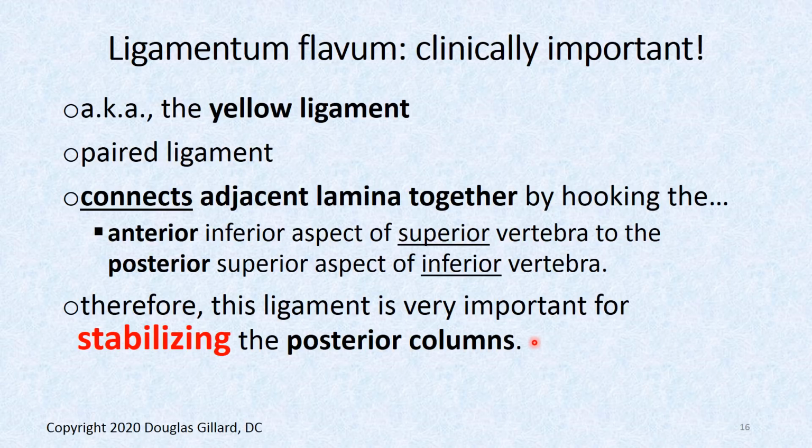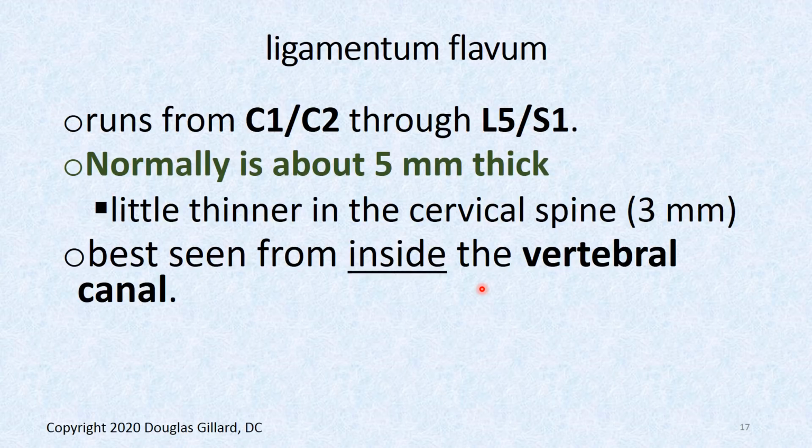Specifically, it hooks the anterior inferior surface of the superior vertebra with the posterior superior surface of the inferior vertebra. Okay, so anterior inferior surface of the top bone, and it runs to the posterior superior surface of the inferior bone. Super important for stabilizing the spine everywhere: lumbar, thoracic. Less important in thoracic because you have ribs, but especially important in the cervical spine.